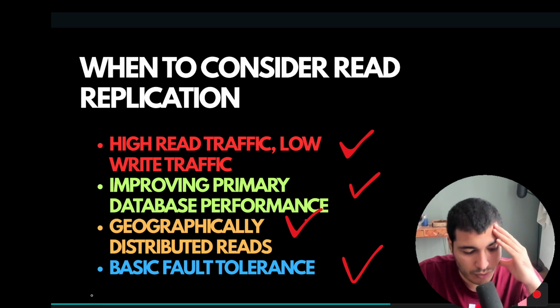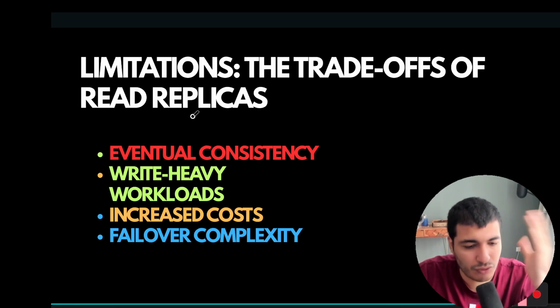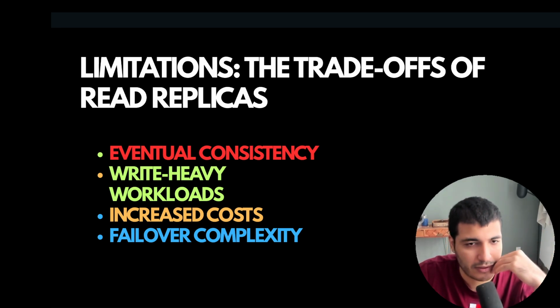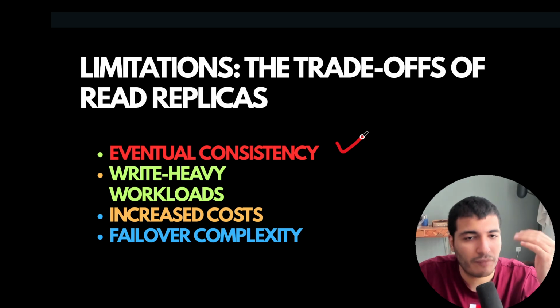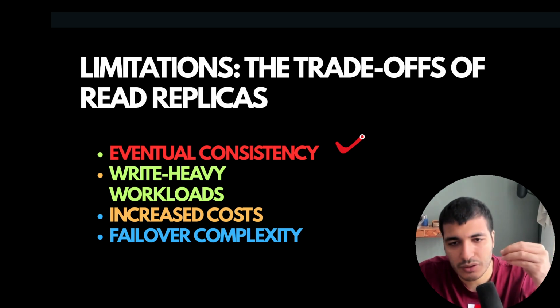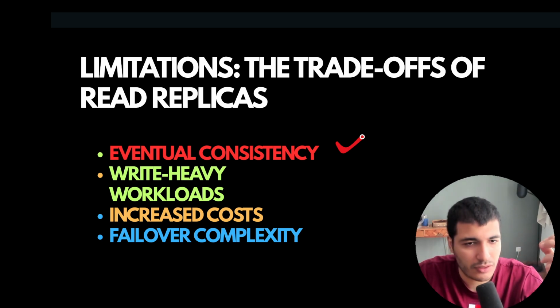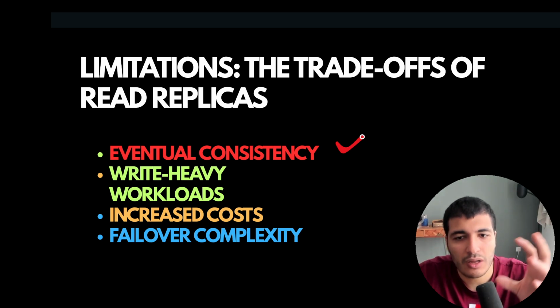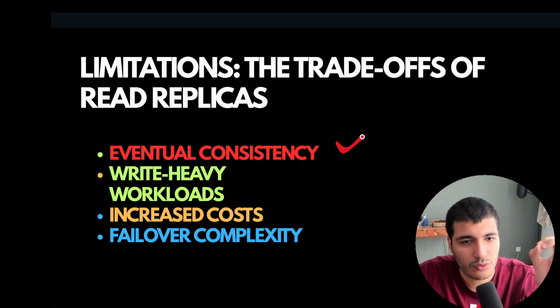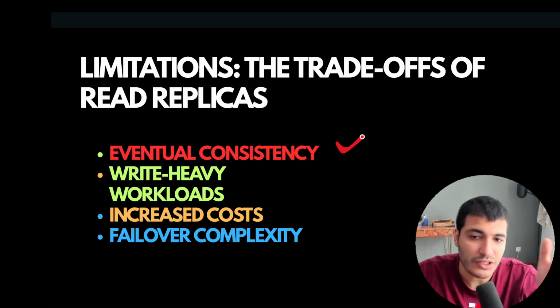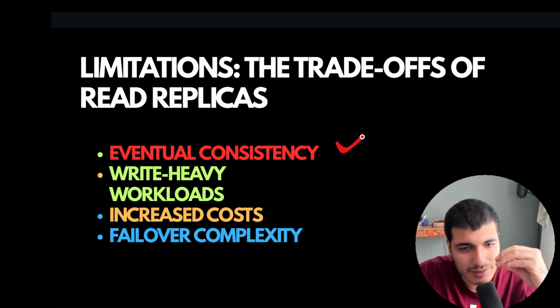Okay, next we want to talk about the limitations and trade-offs of read replicas. The first thing, and I guess this is the biggest one, is eventual consistency. As we mentioned earlier, with asynchronous replication, there will always be a slight delay. We call this the replication lag, between when a write occurs on the primary and when that change is reflected on the replicas. This means users might occasionally see slightly outdated data on read queries. Your application logic needs to be designed to handle this eventual consistency.